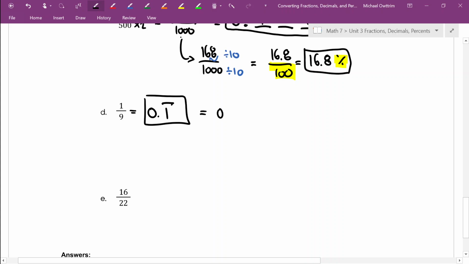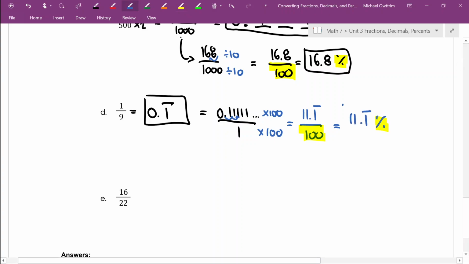Now to get my percent, I'm going to write that out a bit. So 0.1 repeating is 0.1111, which is itself out of 1. We're going to go ahead and multiply by 100 to convert this into a percent. So this will be 11.1 repeating out of 100. Obviously moving that dot twice. And we'll replace that out of 100 with the percent symbol. And we'll say this is 11.1 repeating percent.